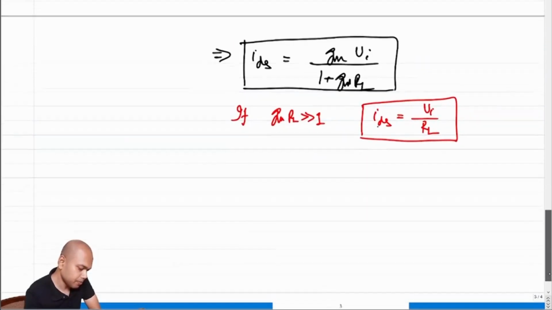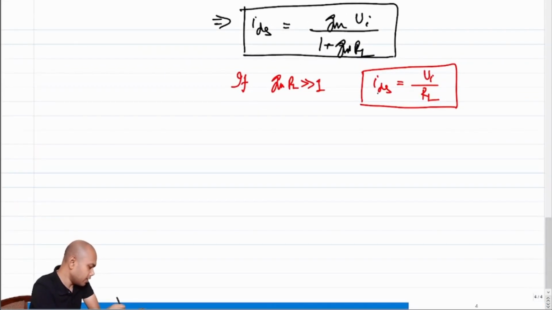Okay, so let's not get sidetracked. Let's come back to the requirement of swing limits, right? So let's sketch the circuit once more.